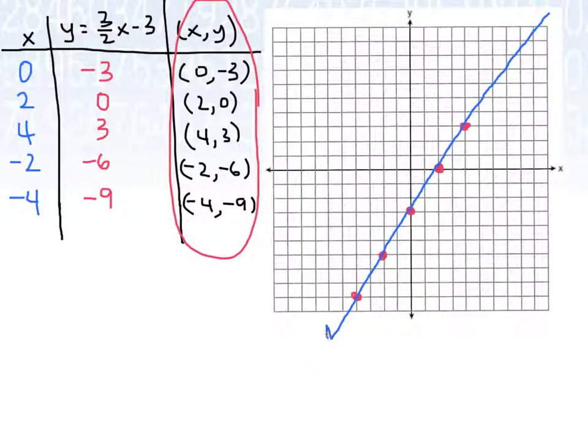And you're going to want to notice that I extended the line all the way through the edges of the axes. So we have just finished graphing the line 3x minus 2y equals 6, or its equivalent, y equals 3 halves x minus 3.